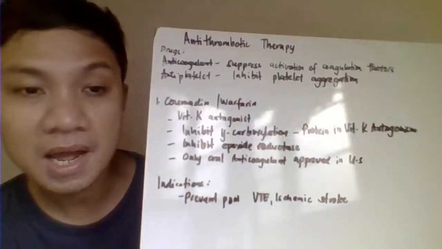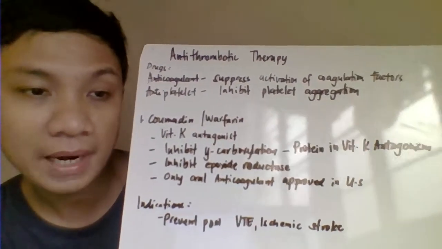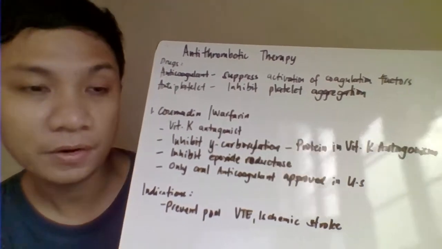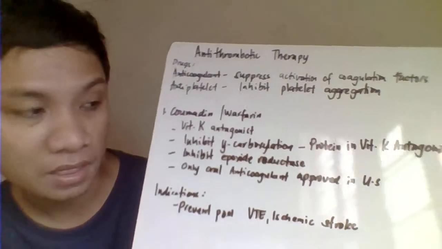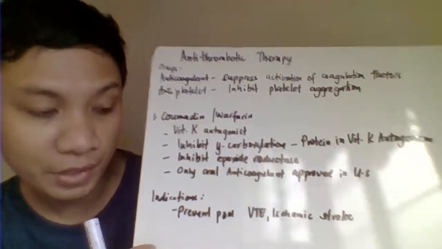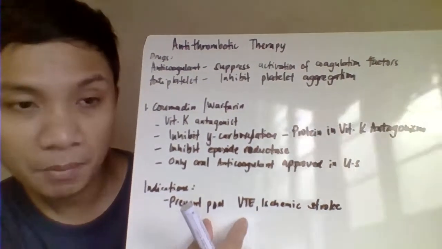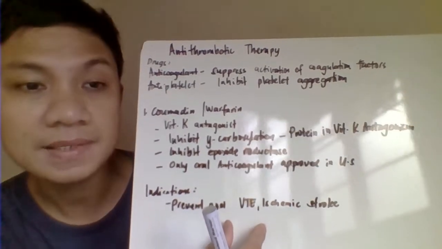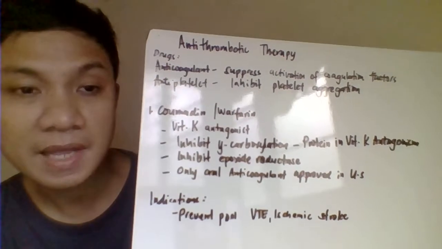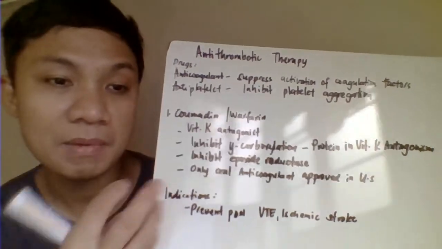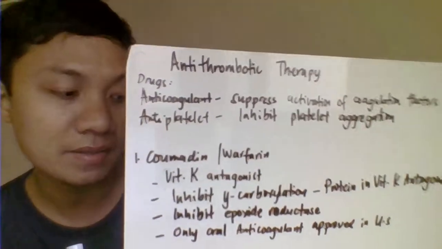So again, this is the only oral vitamin K antagonist approved by the US Food and Drug Administration. This one is used for the treatment of venous thromboembolism, and also ischemic stroke. Again, those involve the presence of blood clots within our blood vessels.